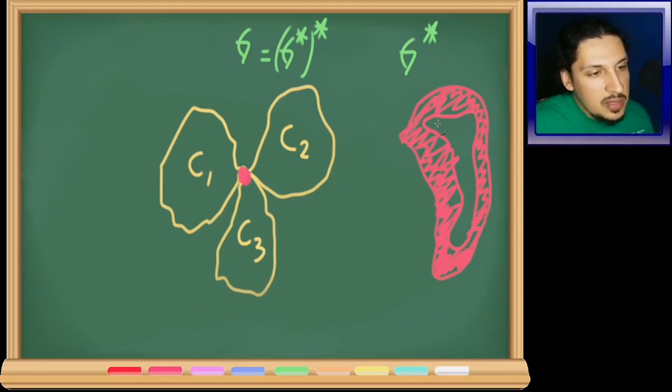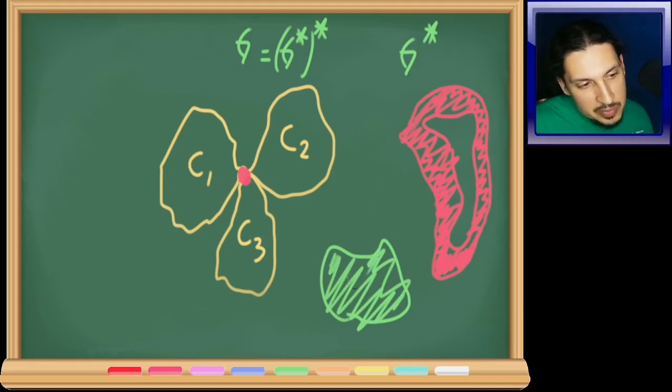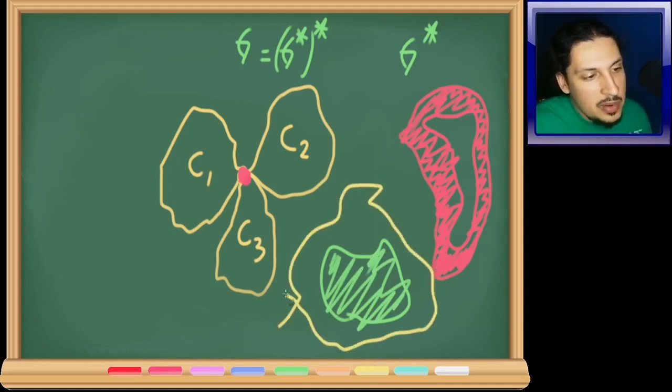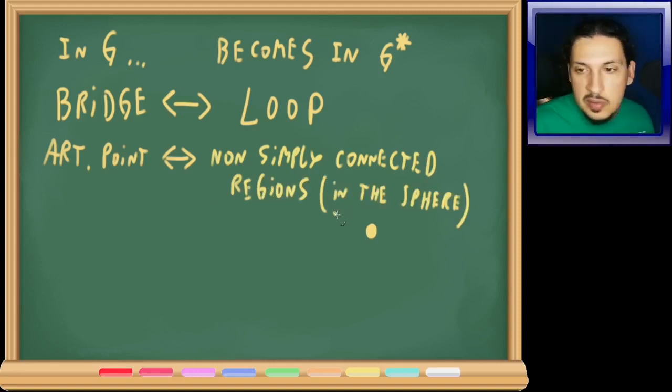And it means that this region must have a hole. Because if it didn't, if it was simply connected without holes, then disconnecting it would not stop us from walking around the plane. Thus, the articulation point maps exactly to non-simply connected regions in the dual graph. We should note that this is in the sphere.